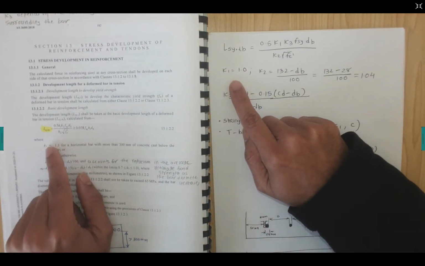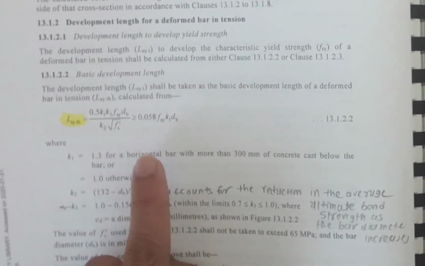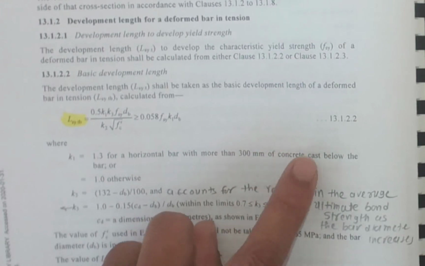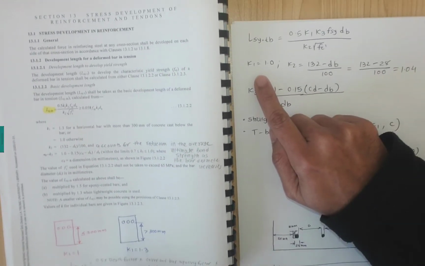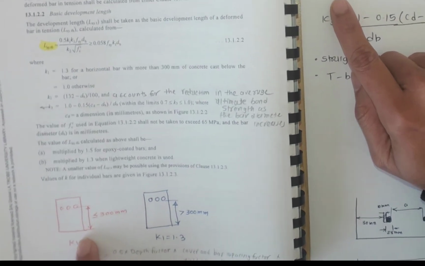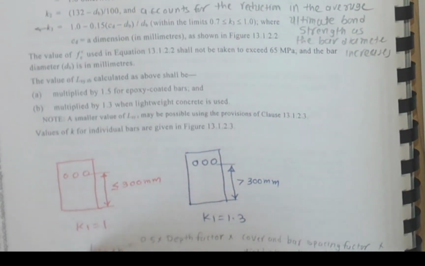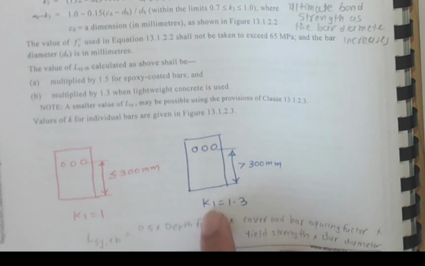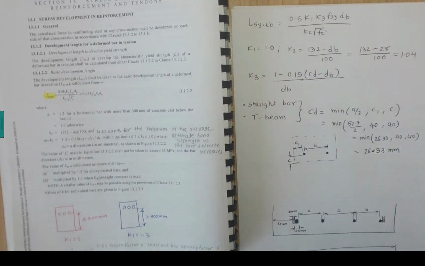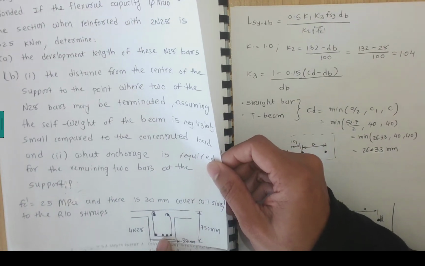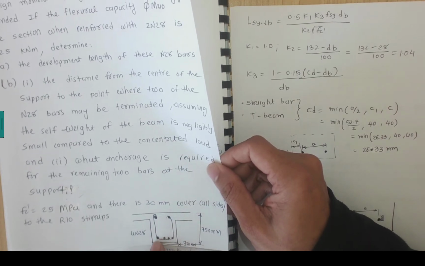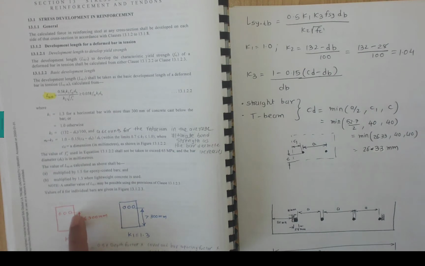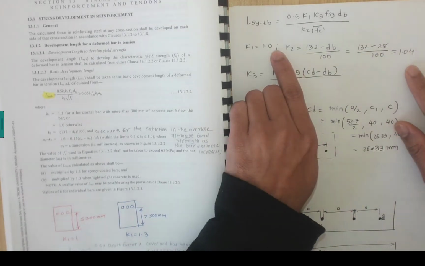K1 is given as either 1.3 or 1, depending on horizontal bars with more than 300 millimeters of concrete cast below the bars. I have given the figure here. When the concrete below is less than 300 millimeters, we take K1 equal to 1, and when the concrete is more than 300 millimeters, then K1 equals 1.3. So for this case, we have a concrete cover of 30 millimeters. As you can see, the concrete below is 30 millimeters, so we have less than 300 millimeters. So K1 equals 1.